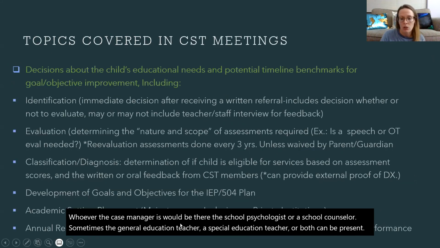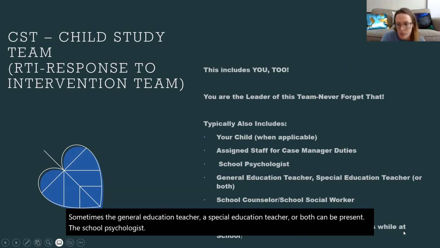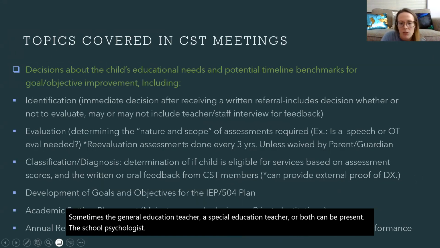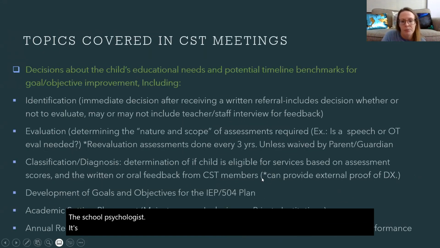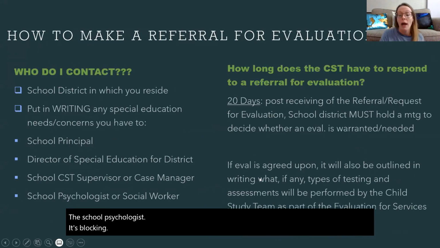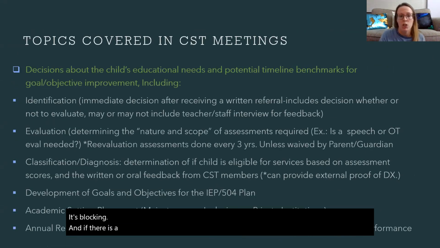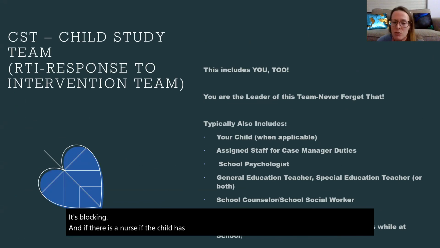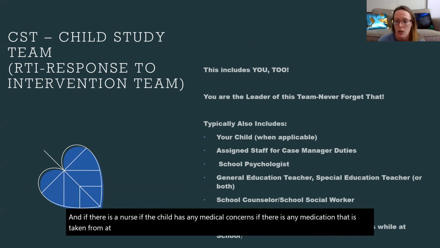The school psychologist. Oh, and if there is a nurse, if the child has any medical concerns, if there is any medication that is taken at the school during the day by the child, a nurse could also be present.